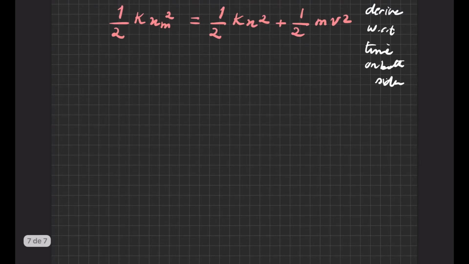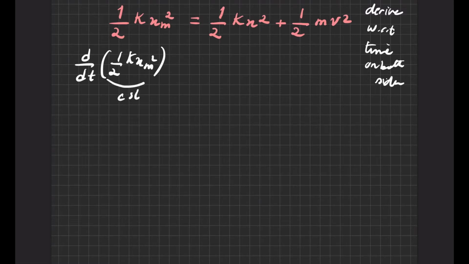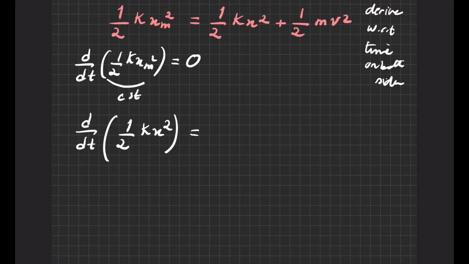So first, d over dt for half k x m squared. We said this is a constant, so the derivative of a constant with respect to time is simply 0. Okay, so this part here is going to be 0. Then d over dt for half k x squared. So half and k are constants, so we push them outside. So half k d over dt x squared.